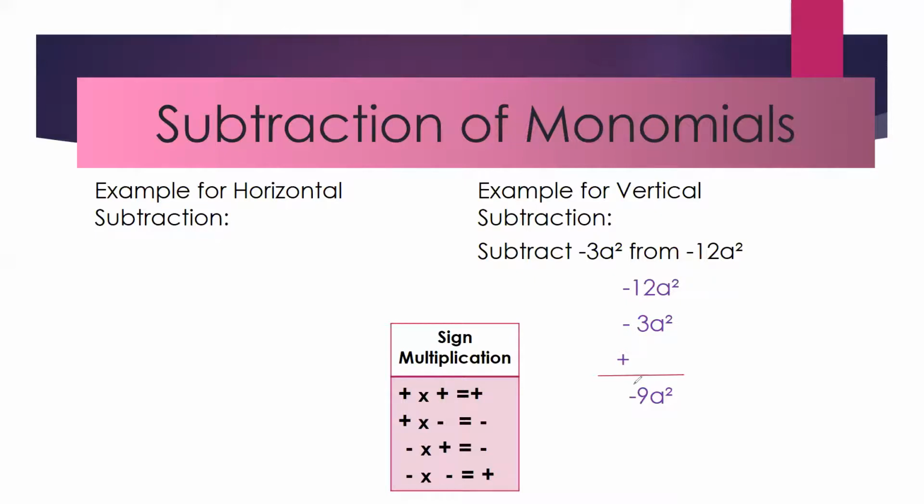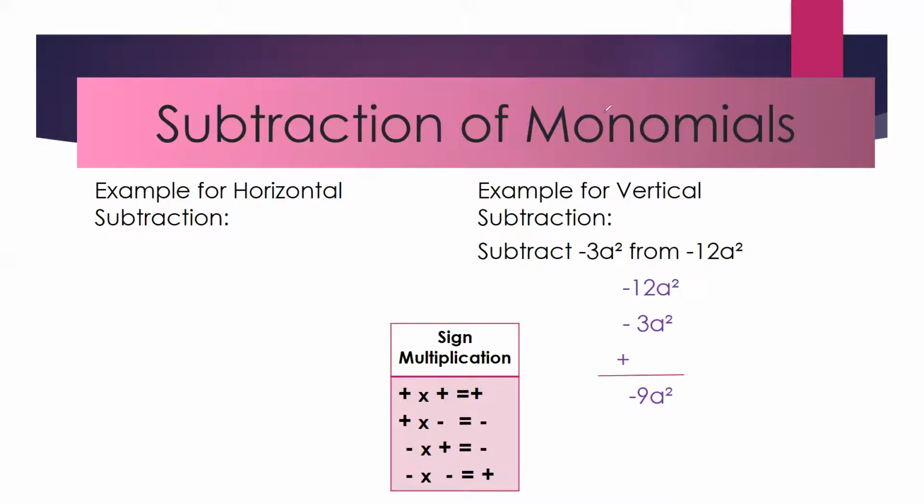Negative answer means minus, and 12 minus 3 gives us 9. Clear? So minus 9a square. How do we get this? By subtracting 3 from 12. Where did the minus sign come from? Because the negative term is greater. Minus 12 and here plus 3, that means minus 12 is greater, so we put the minus sign. 12 minus 3 is 9, then we get a square. I hope now this is properly clear to you.